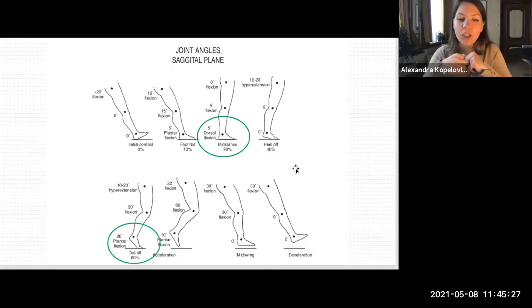You need most of your range of motion actually during the stance phase of the gait cycle. And plantar flexion, we need most plantar flexion, which makes sense for toe off because you really need to push yourself forward. You're using those plantar flexors a lot to propel the entire body forward. So 20 degrees of plantar flexion is necessary for healthy gait.